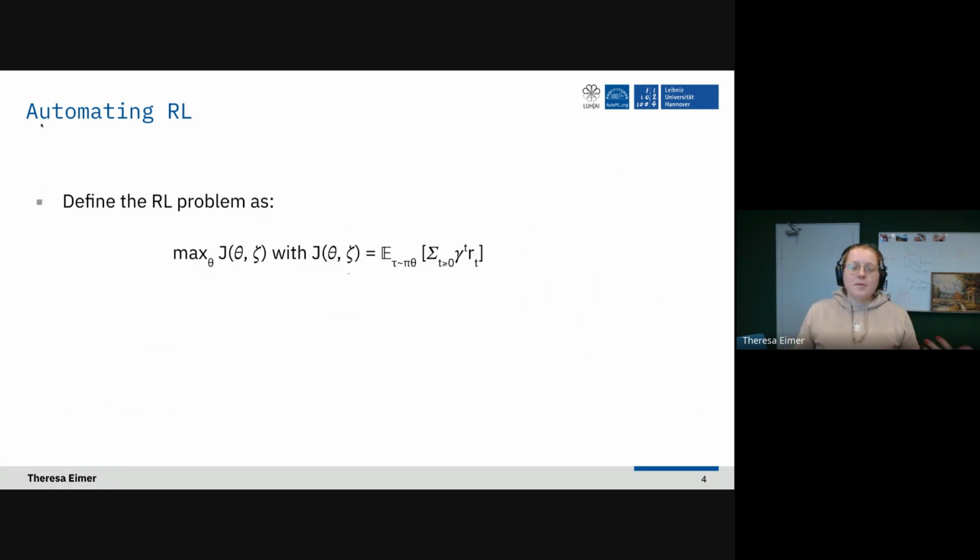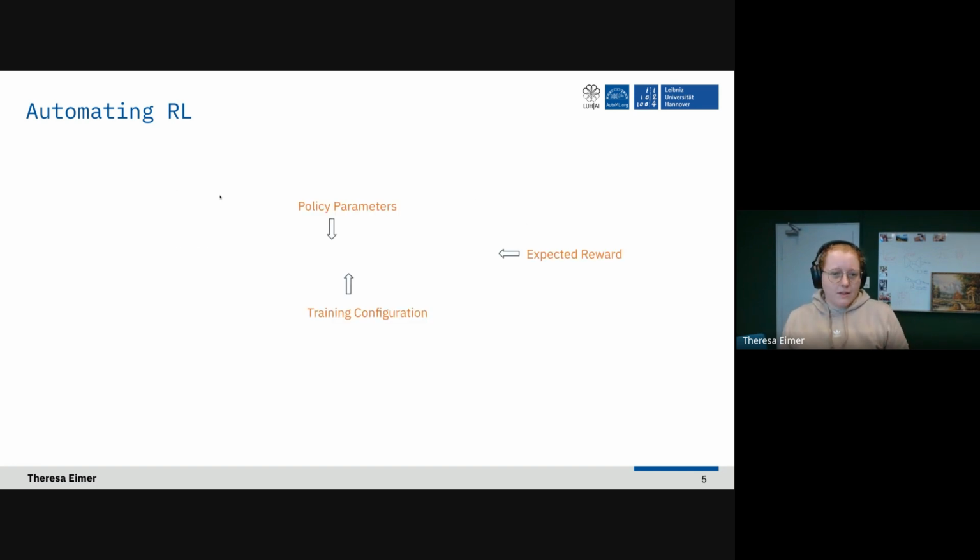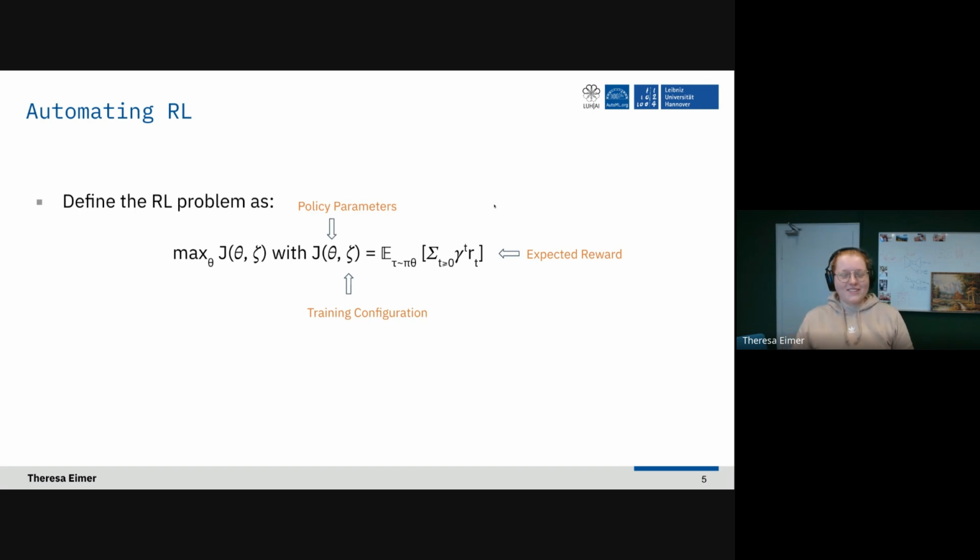But there are people working on this, and there's a formal definition of what AutoRL actually means and how we can deal with all of these different things. It assumes that we see the reinforcement learning problem as maximizing cumulative reward. Basically, it says reinforcement learning is a function where we want to find policy parameters that maximize an expected reward, and this function has some sort of training configuration.